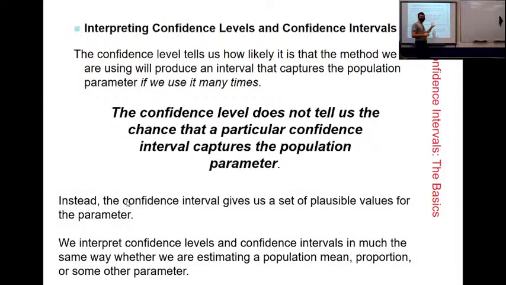I had said something yesterday, which is that a lot of times they like to have a distractor answer of the confidence level, talking about a percent chance that the confidence interval is correct. When we say 95% confident, we do not mean that that interval is right 95% of the time. It's not what we're saying.